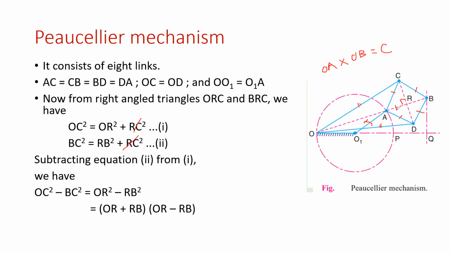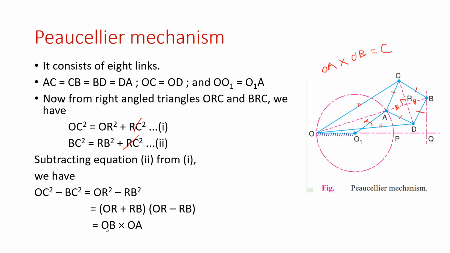So you can say that AR will be equal to RB. So OR minus RB is nothing but OR minus AR, and OR minus AR is nothing but OA. So this term is OB and this term is OA: OB into OA. Our aim is to prove that this product is constant, so that point B is moving in a straight line.